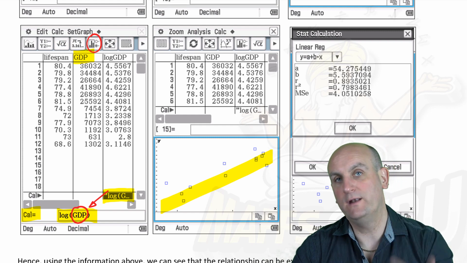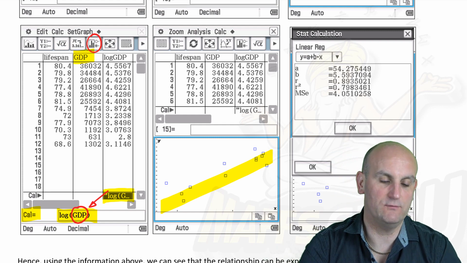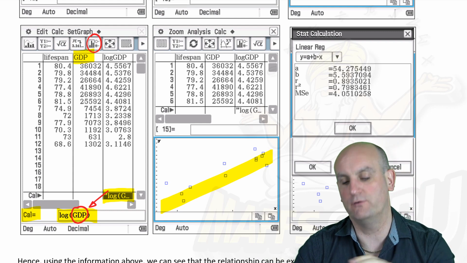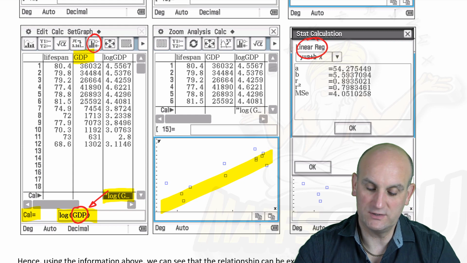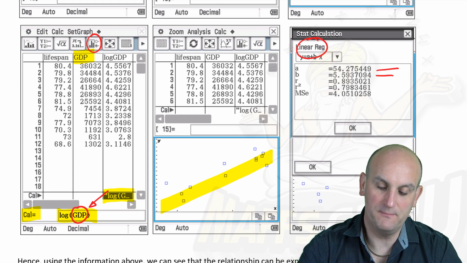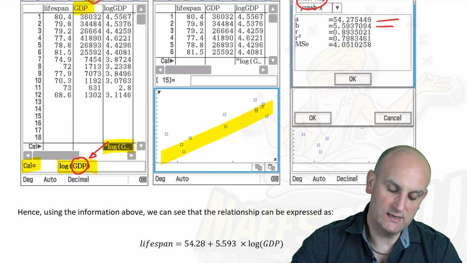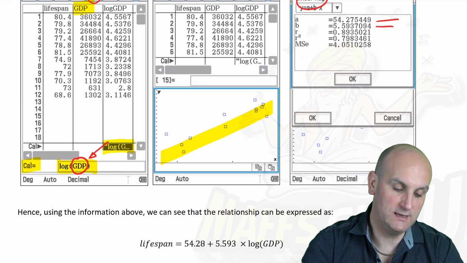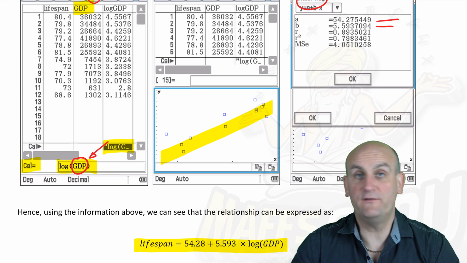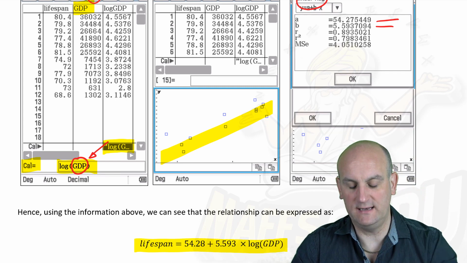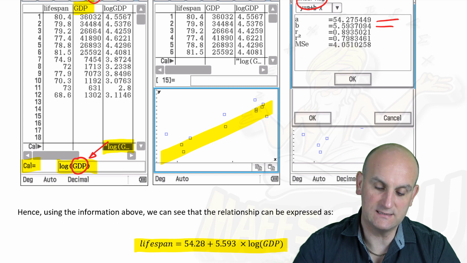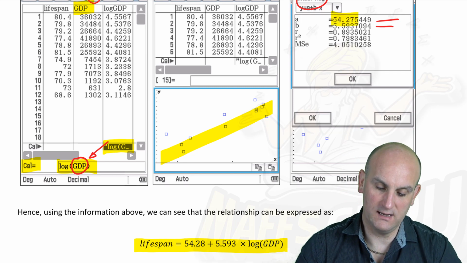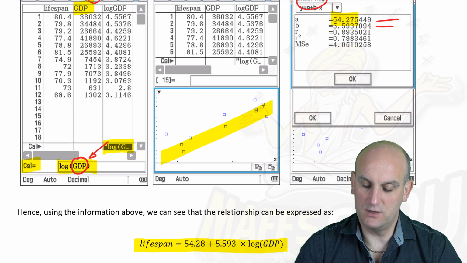And so I go and do my linear calculation. Again, I'm not going to keep repeating that, but when I did my stats, when I went into calc, regression, linear regression, up came my linear regression screen. And my values of A and B are the most important ones. So let's keep those on the screen. My equation is: lifespan, not y equals, lifespan is equal to 54.28 plus 5.594, that should really be times log of GDP.